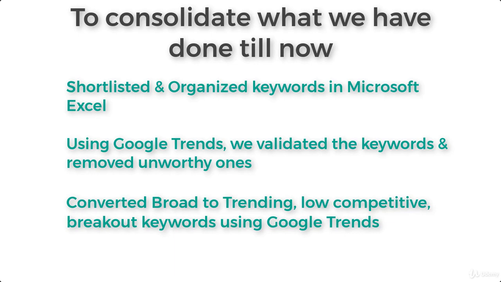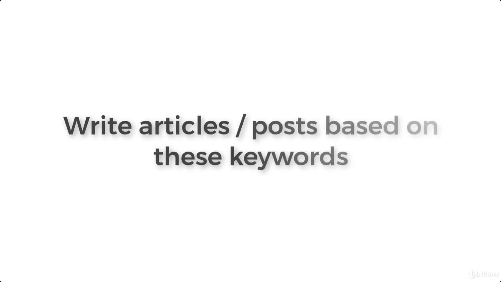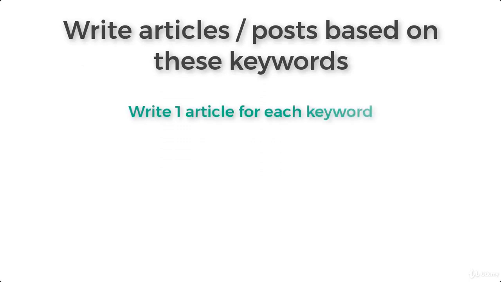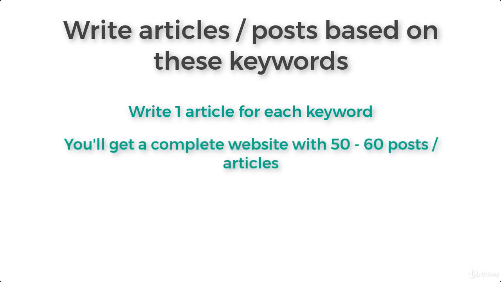Trends. Once you complete all these 7 steps, you will get a validated list of around 50 to 60 top organic long tail keywords. Using these keywords, you can start writing articles or posts in your website one by one. Once you cover these 50 to 60 keywords with one article for each of these keywords, you would have got a complete website with 50 to 60 articles or pages.